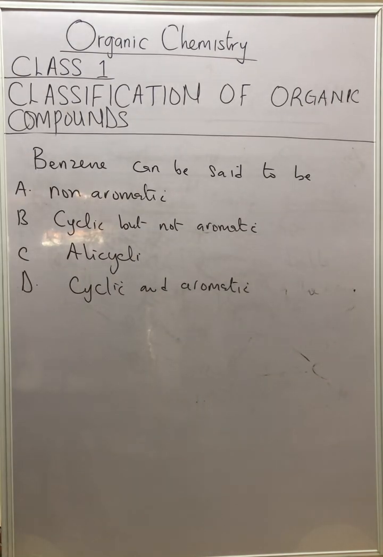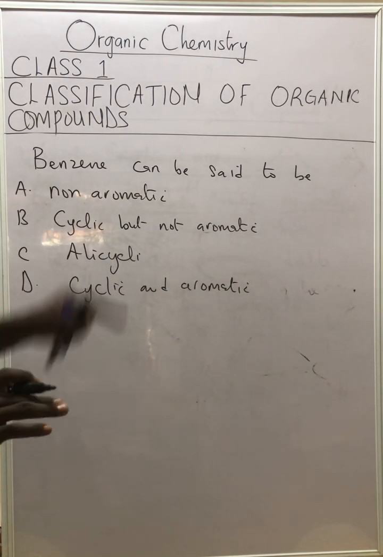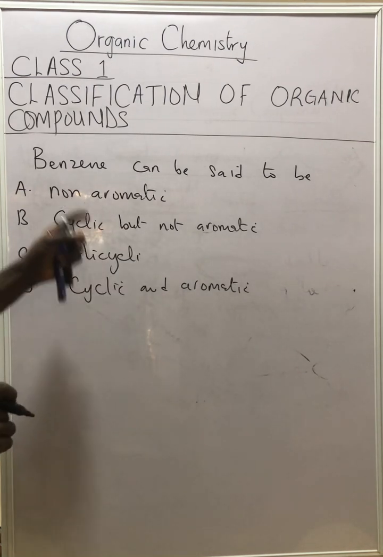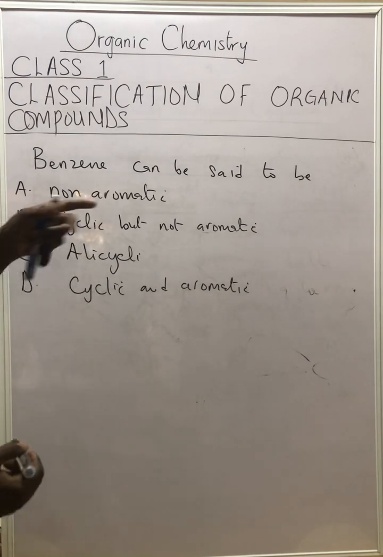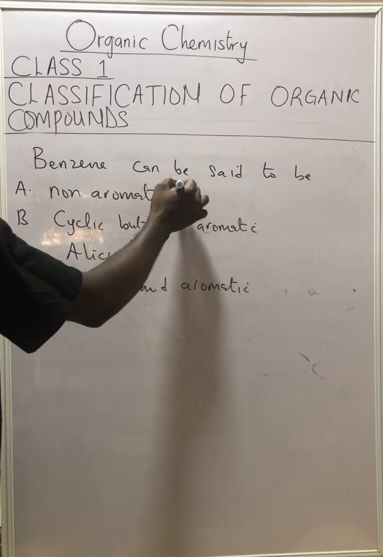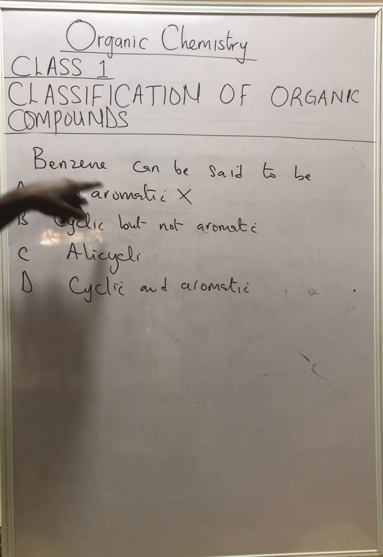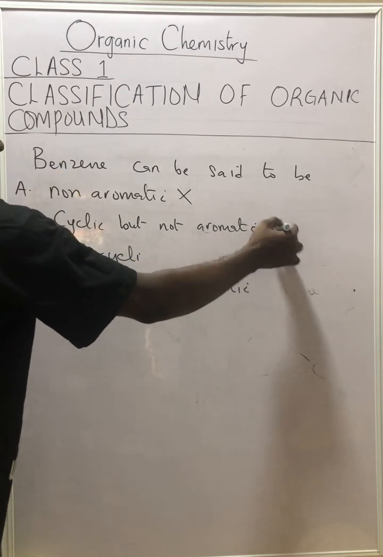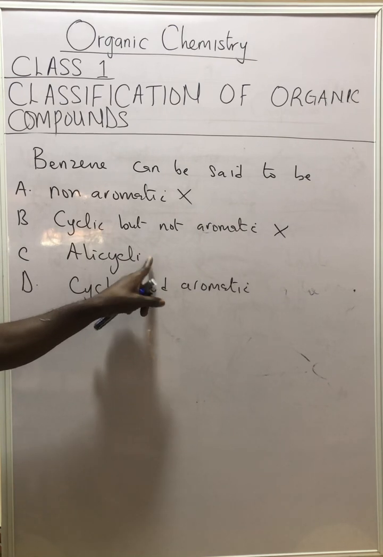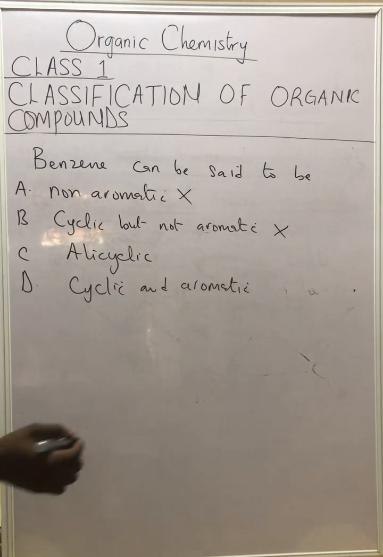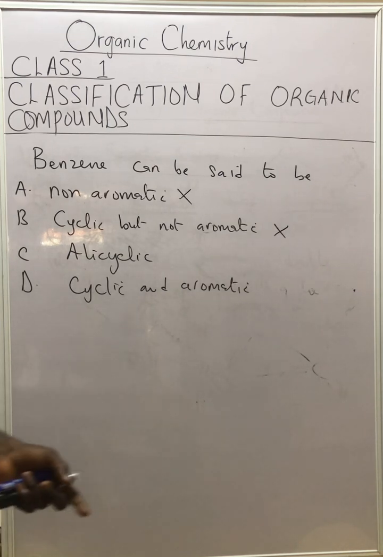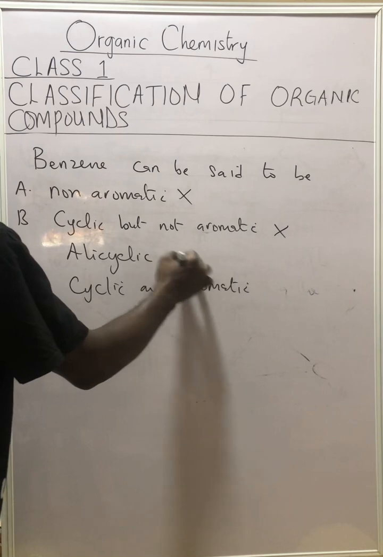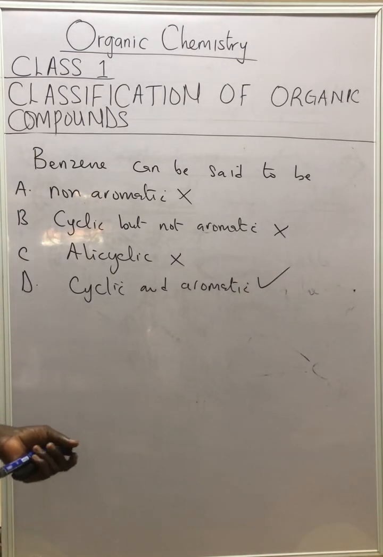To solve this problem, with the explanation, the viewer should be able to choose the correct answer. Would you say benzene is not aromatic? Of course, no. So if this is wrong, then this must be wrong. Then alicyclic: any compound that is alicyclic is cyclic but not aromatic. And this is the correct answer. It is as simple as that.